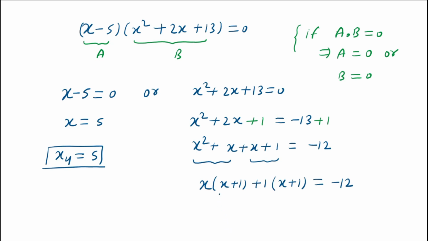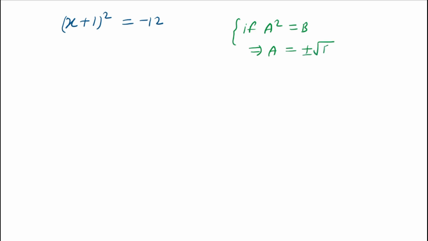Now look carefully here, x plus 1, here x plus 1. If we take common x plus 1, then you will get here x plus 1, and this is equals to minus 12. And left hand side x plus 1 times x plus 1, this is x plus 1 whole squared, and this is equals to minus 12. And here we will apply this rule. If a square, this is equals to b, this implies value of a is equals to plus minus square root of b. If we apply this rule here, then you can say x plus 1, this is equals to plus minus square root of minus 12.